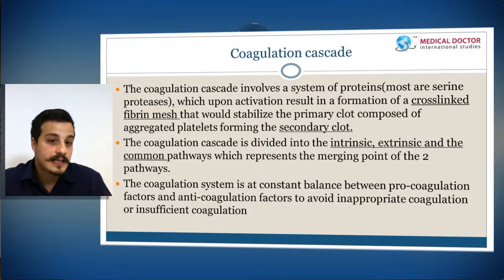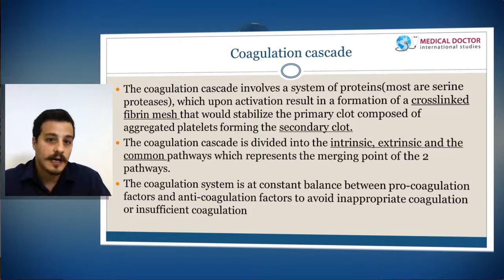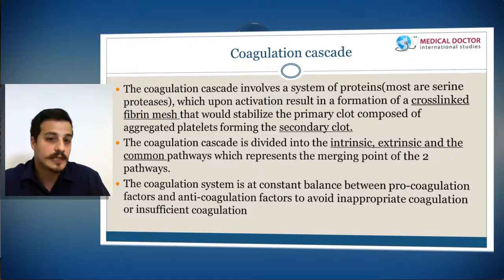So the coagulation cascade itself involves a system of interacting proteins. And most of these are proteases that, upon activation, cause an activation of the following factor in the cascade. Now, the result of this cascade is the formation of a cross-linked fibrin mesh. This mesh would stabilize the primary clot, and this stabilization in the endpoint would lead to the formation of the secondary clot, or secondary hemostasis.